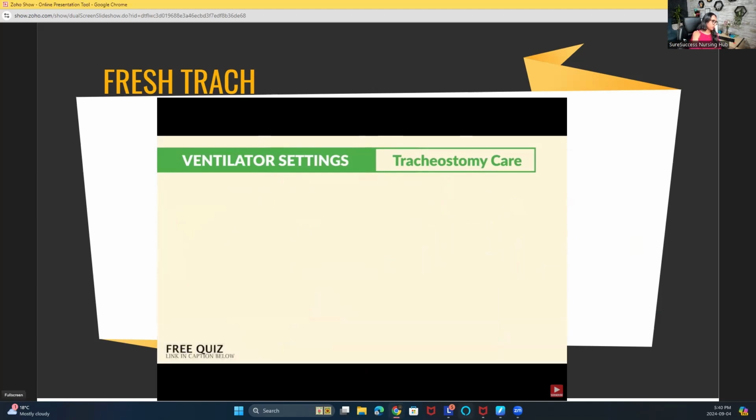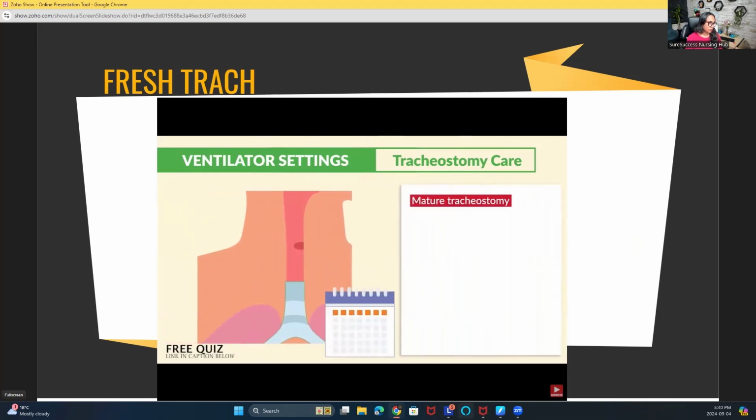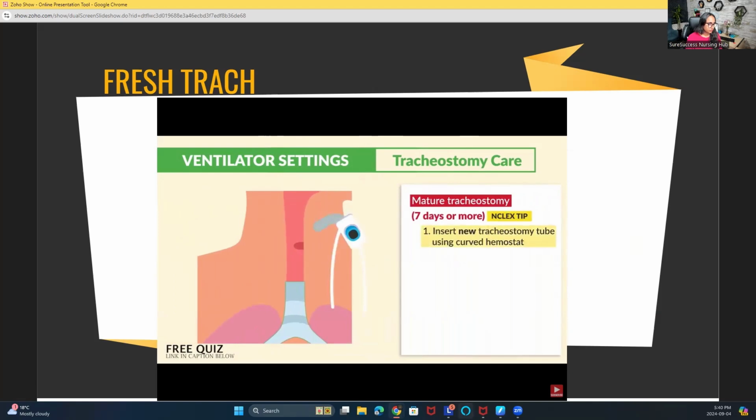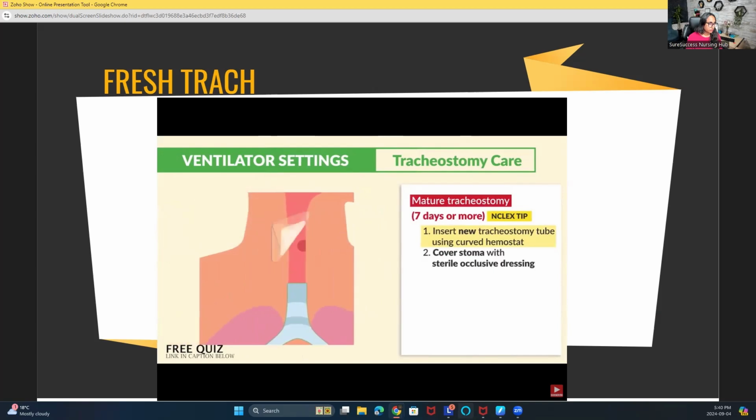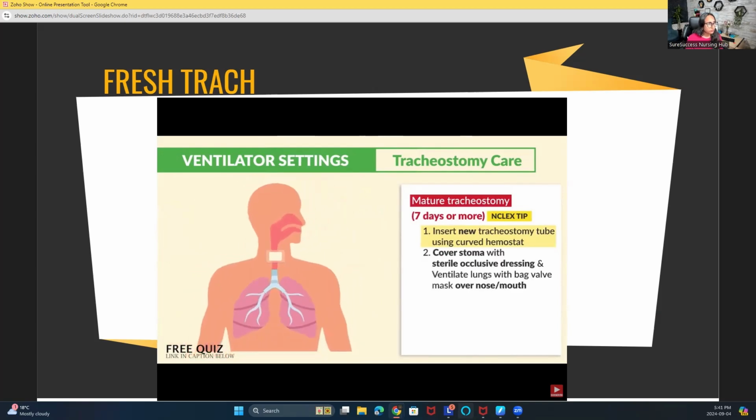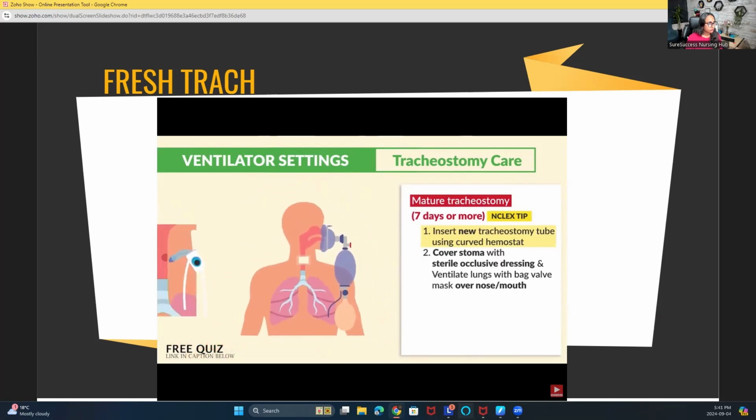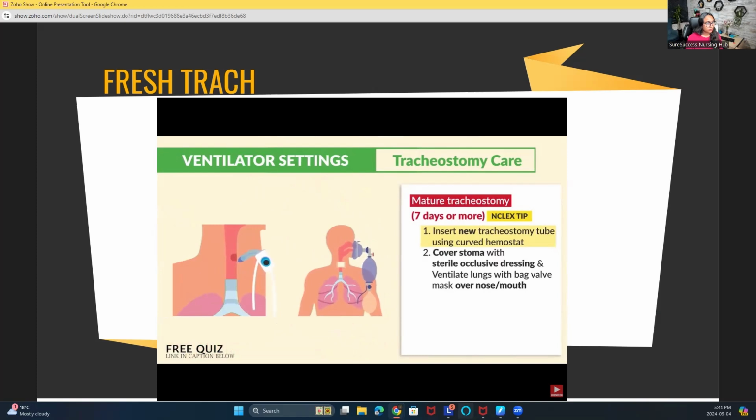So listen close here. For a mature tracheostomy, 7 days or more, we insert the new tracheostomy tube using a curved hemostat. But technically, we should always have an obturator at the bedside used to reinsert. And number 2 is we cover the stoma with a sterile occlusive dressing and ventilate the lungs by using a bag valve mask over the nose and mouth. Now, those 2 steps love to show up on the NCLEX, since this is a life-saving intervention here.